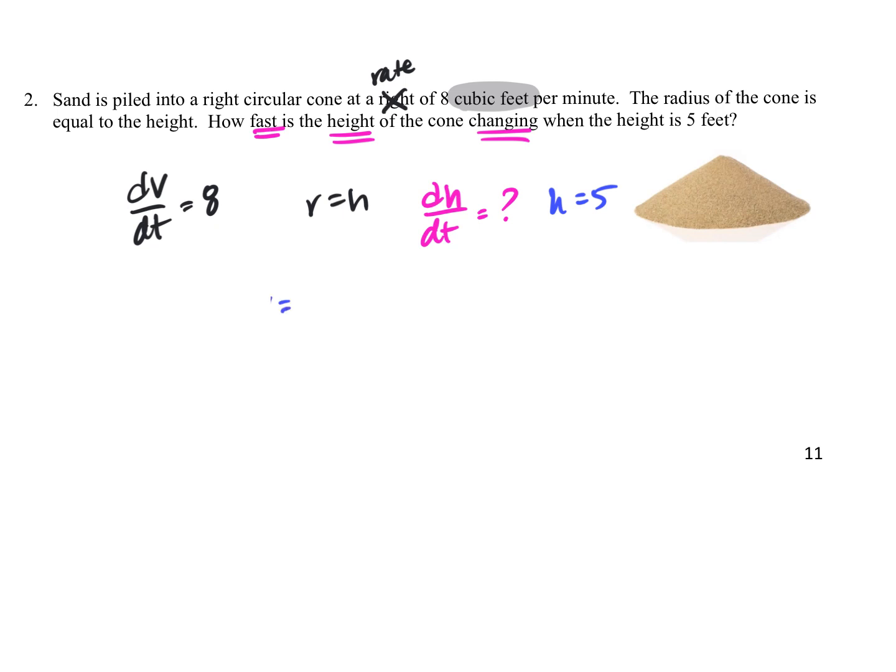I apologize that I didn't give you the volume formula. They will always give us the volume formula of a cone, which is 1/3 pi r squared h. They will give that to us.